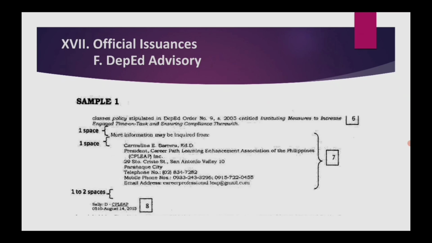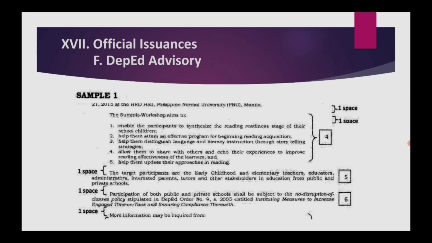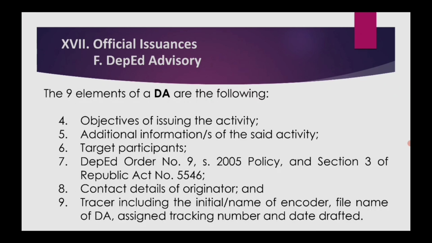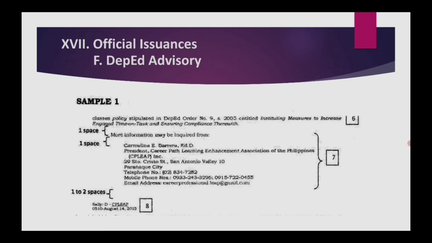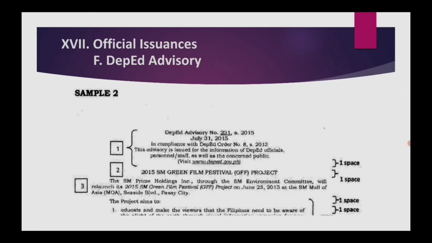Number 6 and 7 and 8. These are the target participants, DepEd Order No. 9, contact details of originator and tracer. Okay. That's it for the advisory.